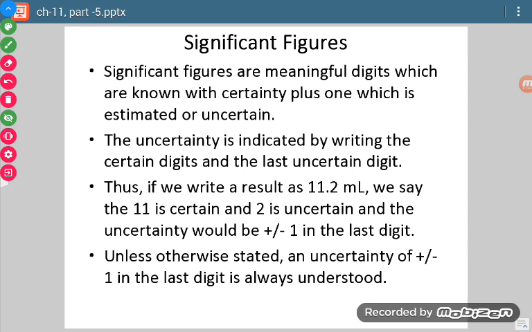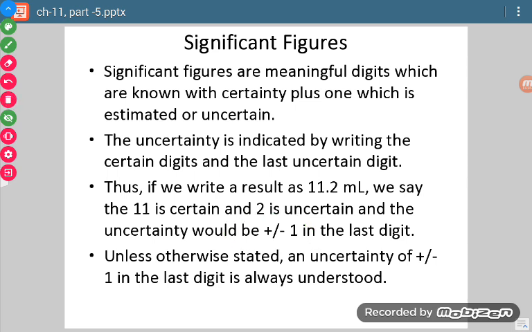Now when nothing is said about uncertainty, then it is sure that uncertainty would be plus minus 1. Plus minus 1 means the actual value may be more by one digit, or it may be less by one digit. Just like here it is 11.2, so plus minus 1 means the real value may be 11.3 or it may be 11.1. So that much uncertainty is there.